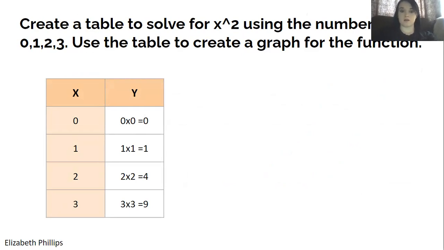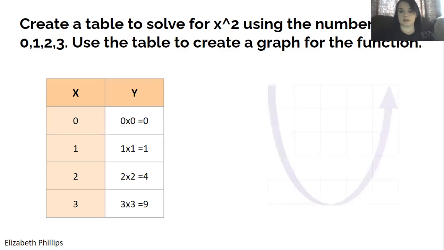So if x were 0, x squared would just be 0 times 0, which is 0. Next, 1 times 1 is 1, 2 times 2 is 4, and 3 times 3 is 9. So we have the points 0, 1, 4, and 9. And to help you out a little bit, go ahead and get the negatives for these too: -1, -2, and -3.